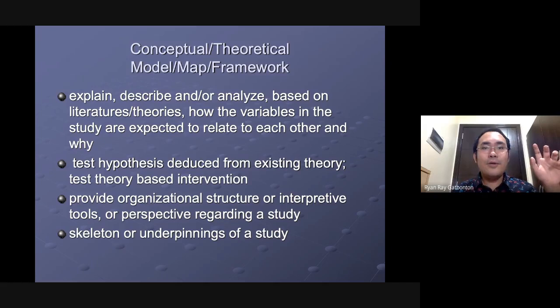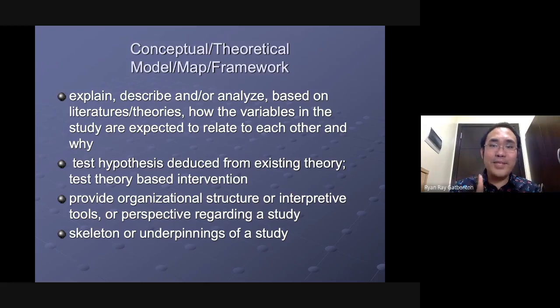So, without a theory in mind, you cannot test whether your variables have relationship or don't have. So it's important that you develop or identify your conceptual or theoretical framework, because this will be the basis of your hypothesis. Dito nyo kukunin yung hypothesis ninyo.